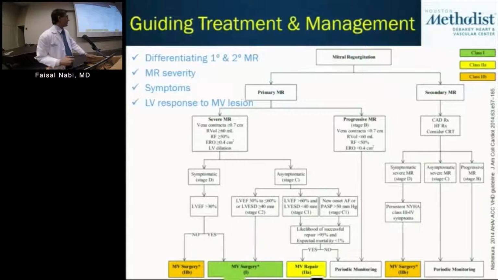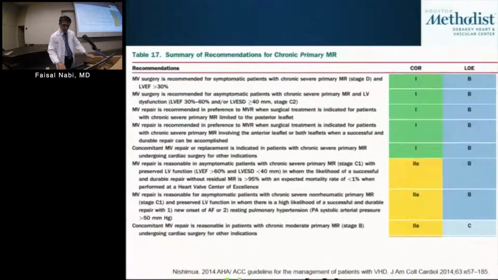Well, this is just taken straight from the guidelines. As you well know, when it comes to deciding treatment and management of your patients, it all comes down to differentiating primary from secondary mitral regurgitation, knowing your MR severity, knowing what your symptoms are, and then also knowing what the LV response to your mitral valve lesion is. And I think these were probably hit on during Steve's talk.